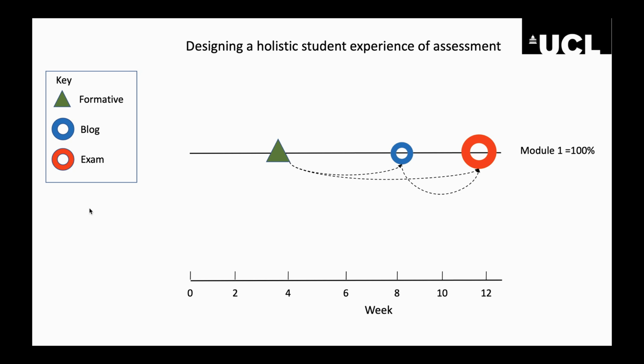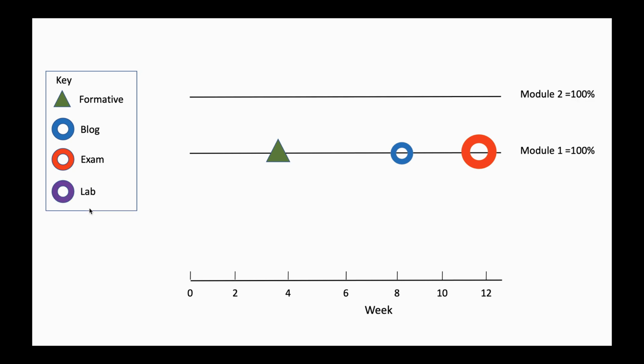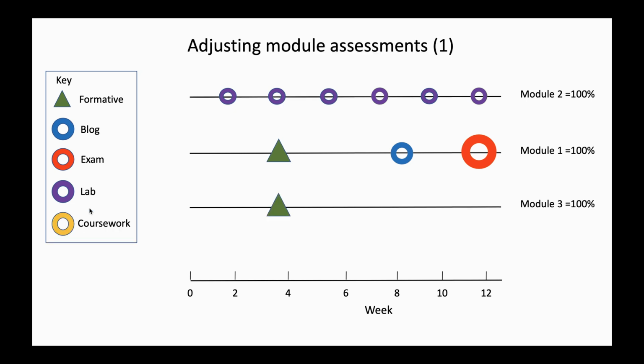Let's look at the impact now of adding core Module 2 assessments, which are all lab reports. The lab reports do build upon each other. Practice makes perfect. But the students now have 8 summative assessments for 2 modules. Let's add core Module 3 assessments. That now makes 10 summative assessments for 3 modules.